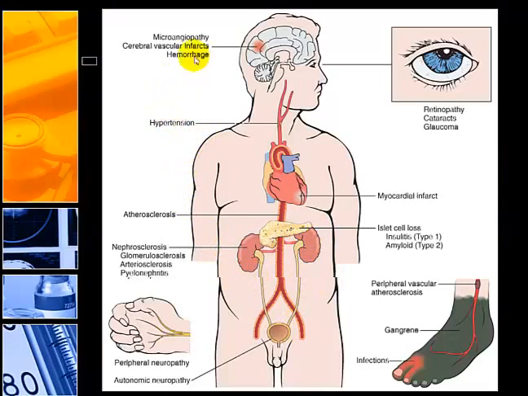They can be microangiopathic cerebrovascular infarcts and hemorrhages because of atherosclerosis. Patient may suffer from hypertension because of the same reason, atherosclerosis of the large arteries. There may be nephrosclerosis. There can be glomerulosclerosis, arteriolosclerosis, pyelonephritis. There can be islet cell loss in type 1, and in cases of type 2, there will be deposition of amyloid, myocardial infarction because of atherosclerosis. They may be having retinopathy, cataracts, and glaucoma in the eye. They may lead to peripheral vascular disease in the form of gangrene and infections. They may have peripheral neuropathy. They may have autonomic neuropathy. So all these are the complications of diabetes.